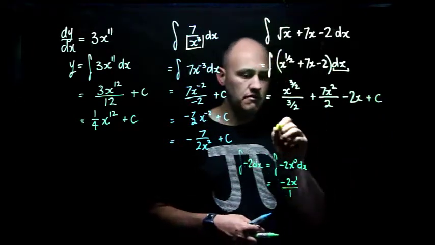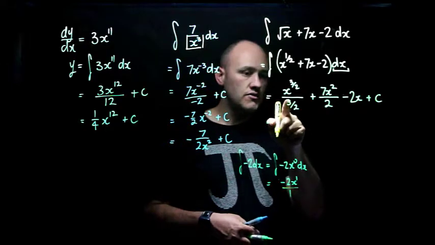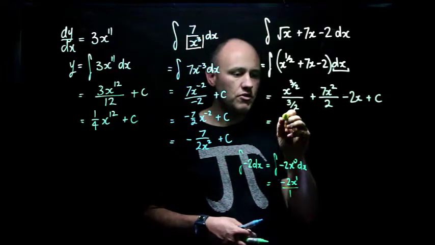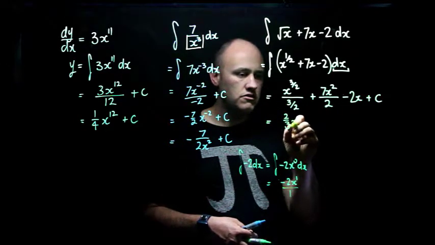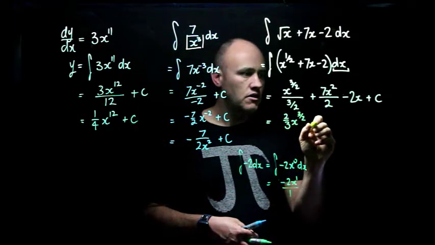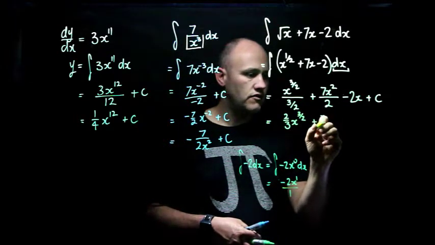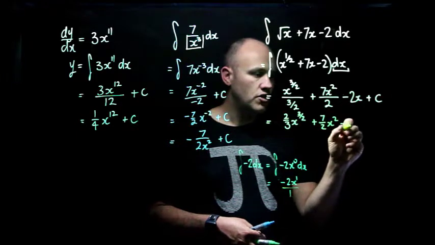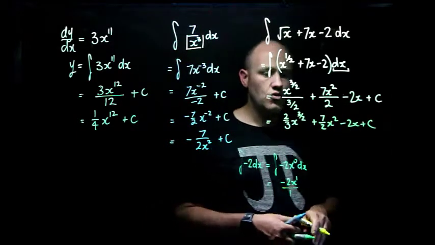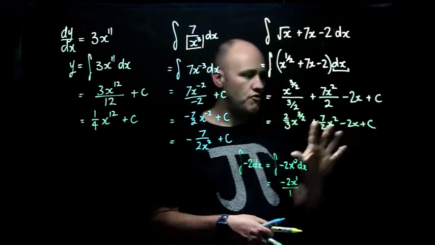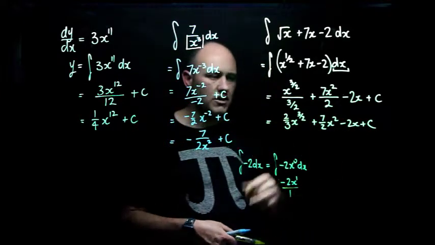Of course a plus c, I'll just simplify my fractions. Dividing by 3 over 2 is the same as multiplying by 2/3, that reciprocal, and then I get plus 7 over 2x squared minus 2x plus c. And of course, I probably should put this back in square root form, but I might just leave it like this for now due to space.